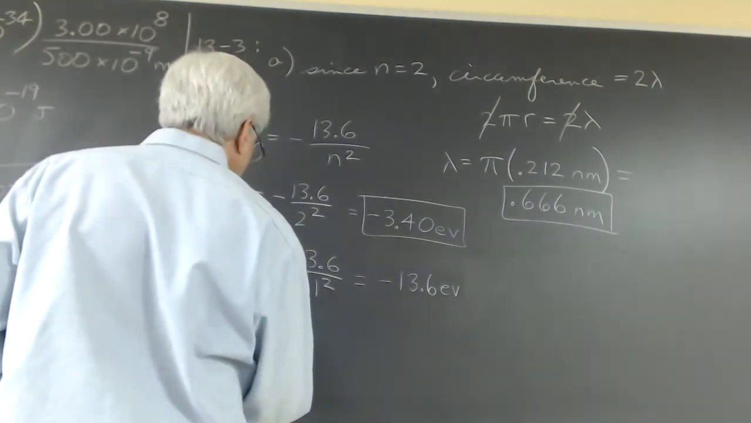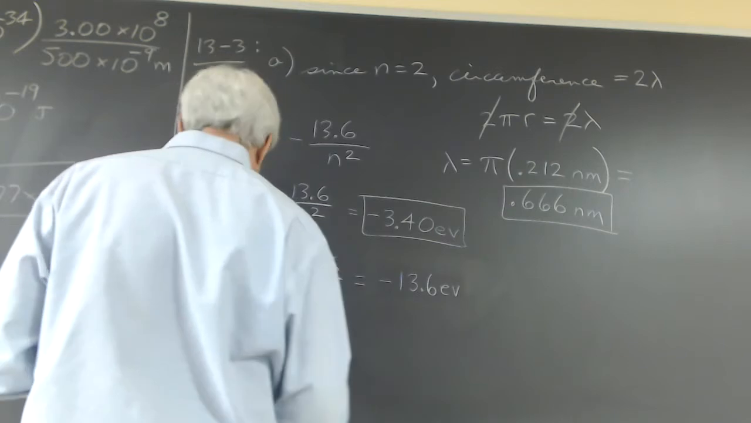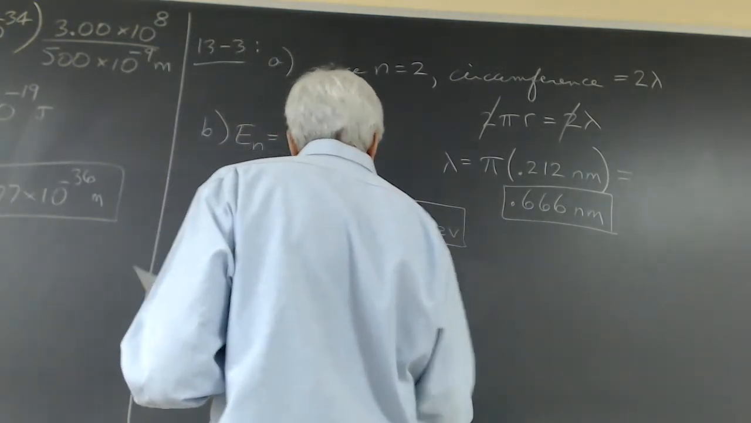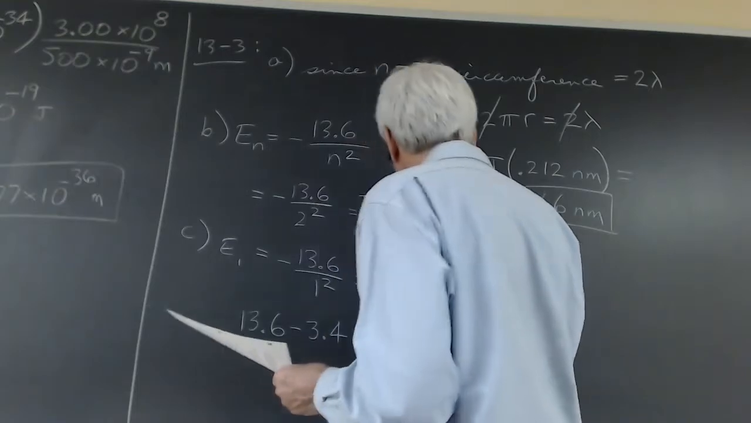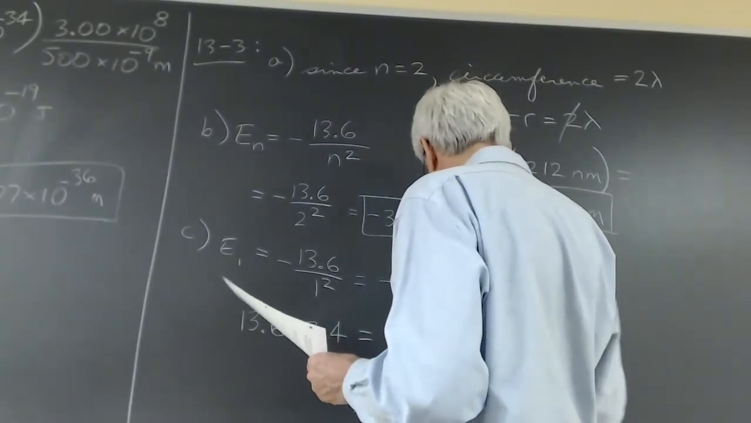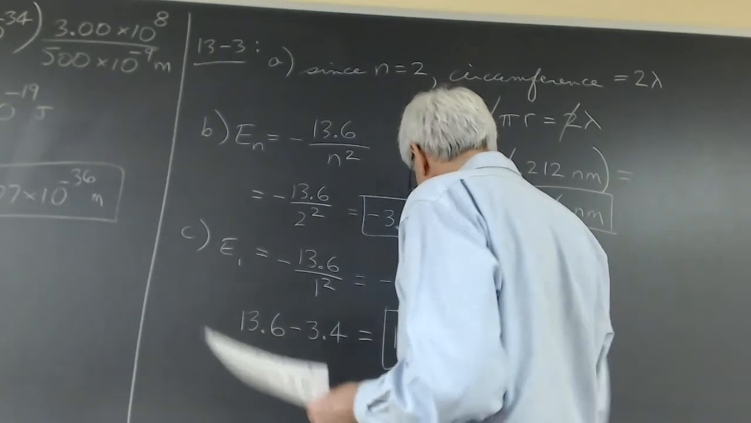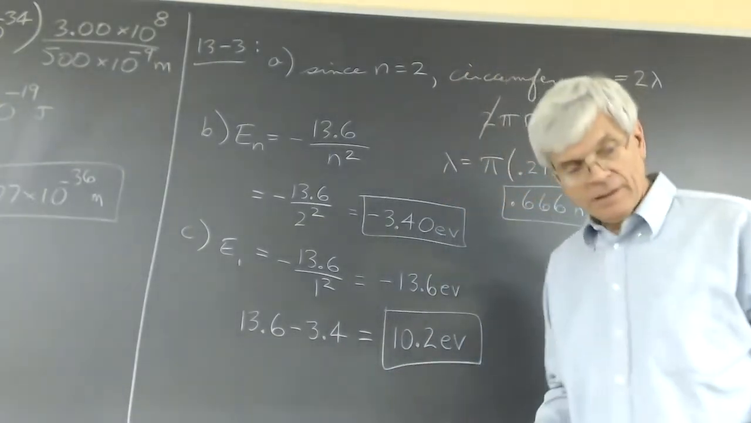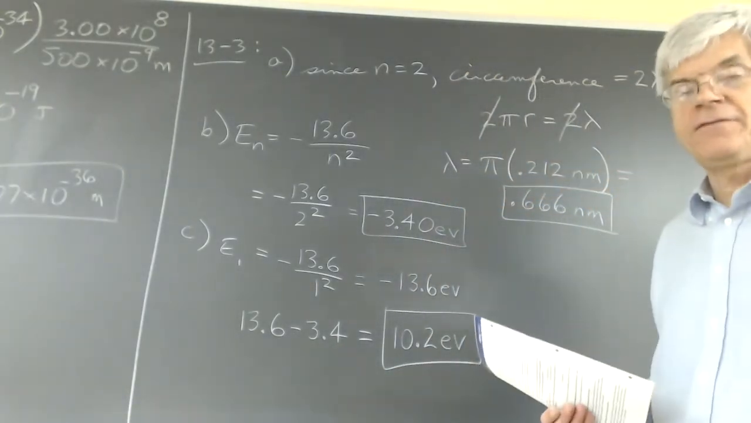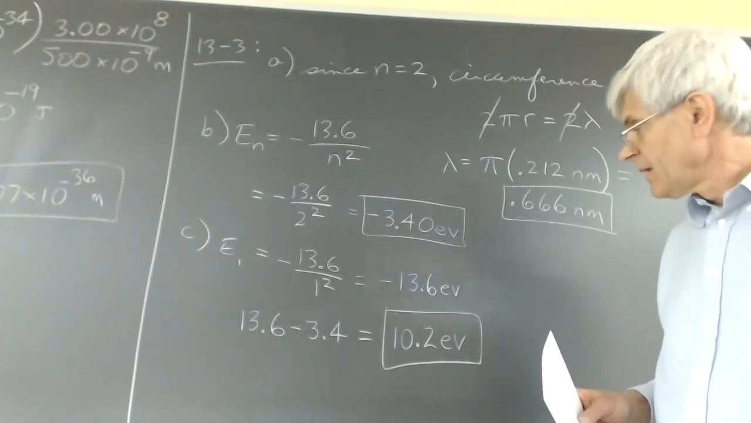So 13.6 minus 3.4. The electron lost 10.2 electron volts as it fell to a lower level.